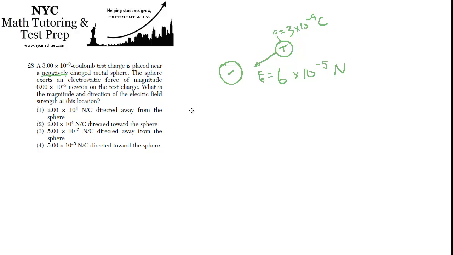There's a formula in your sheet which you will find for E. E is electric field strength, and it's equal to the electrostatic force that's being exerted on a test charge divided by the magnitude of the test charge. So really all we've got to do is plug these two things in. We have 6 times 10 to the negative fifth newtons, and that's being divided by 3 times 10 to the negative ninth coulombs.